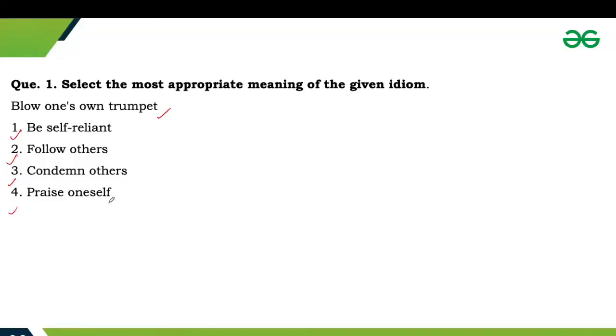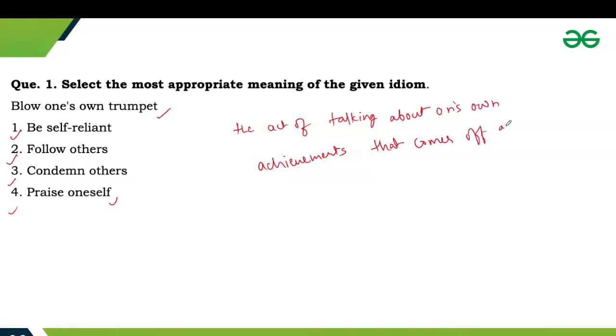So the correct answer is option number 4, that is praise oneself. To blow one's own trumpet refers to the act of talking about one's own achievements that comes off as bragging. So the fourth one will be the correct answer.